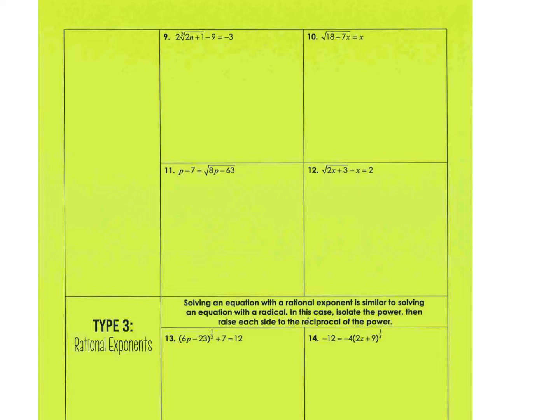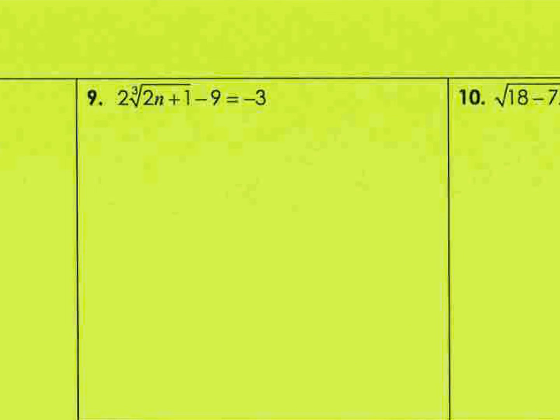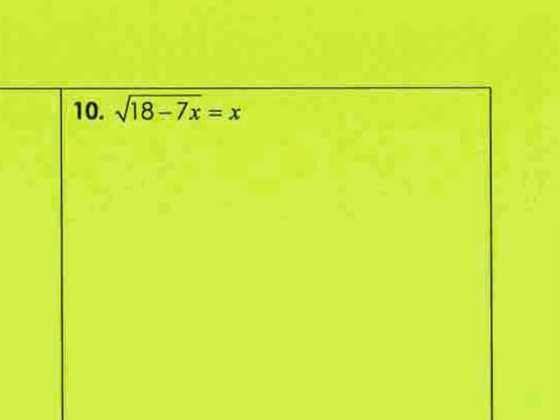Yeah. All right. So now let's look at number 9. Just tell me what you'd have to do to set it up. Divide by 2. Whoa. Okay. Add 9. Thank you. Add 9, then divide by 2, and then cube. Yes. All right, so let's move to number 10.